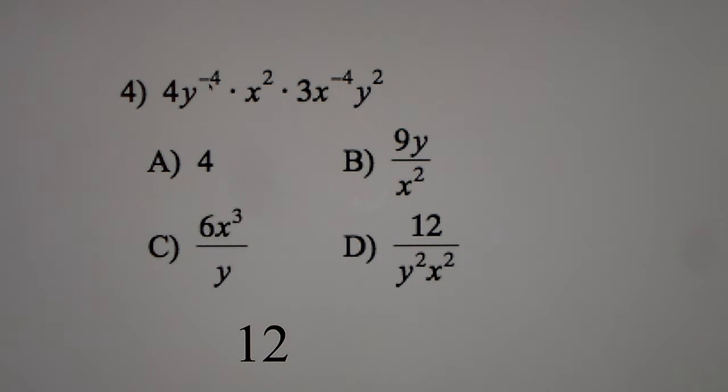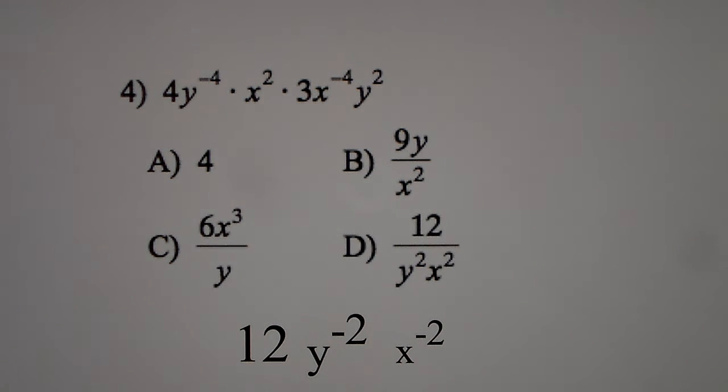So you have y to the negative 4. Well, y goes with y. So y to the negative 4 times y squared. Well, negative 4 plus 2 gets us negative 2. So we have y to the negative 2. Now x squared times x to the negative fourth. Well, 2 minus 4 gets us x to the negative 2. So you have 12 times y to the negative 2 times x to the negative 2.